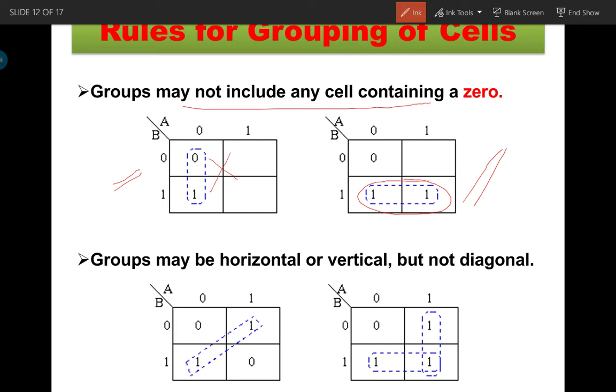Similarly, coming to the next one, the next rule says that groups may be horizontal or vertical but not diagonal, right? So it is seen here that this kind of grouping is not possible. Diagonal grouping is not possible, but horizontal and vertical grouping is possible. So this is known as the horizontal grouping and this is known as the vertical grouping. And the thing to note here is that 0 should not be included in the group. We have to group only the ones.